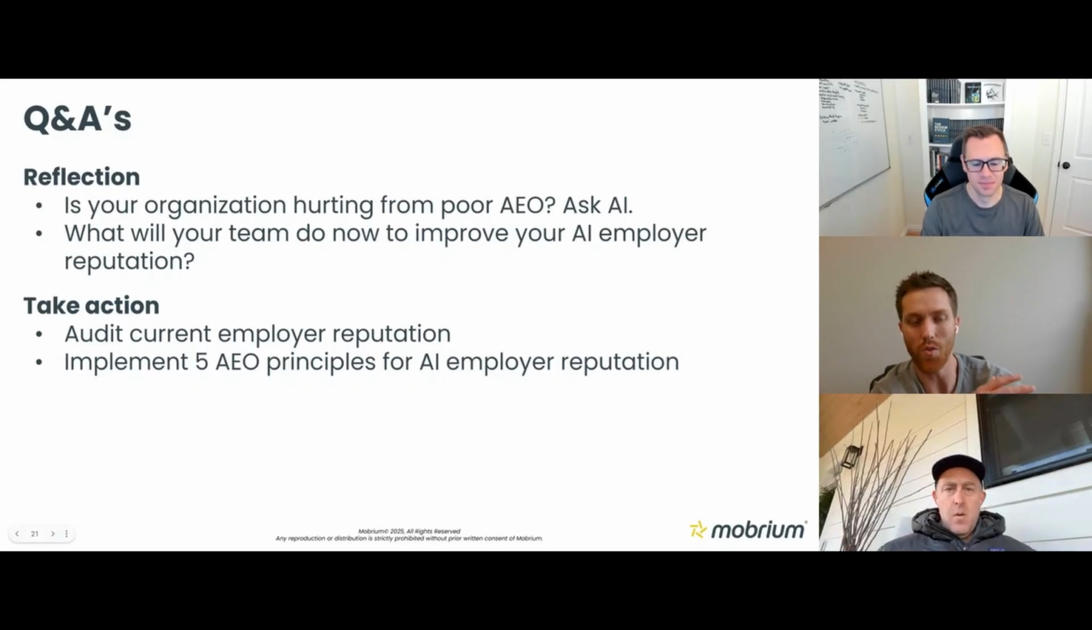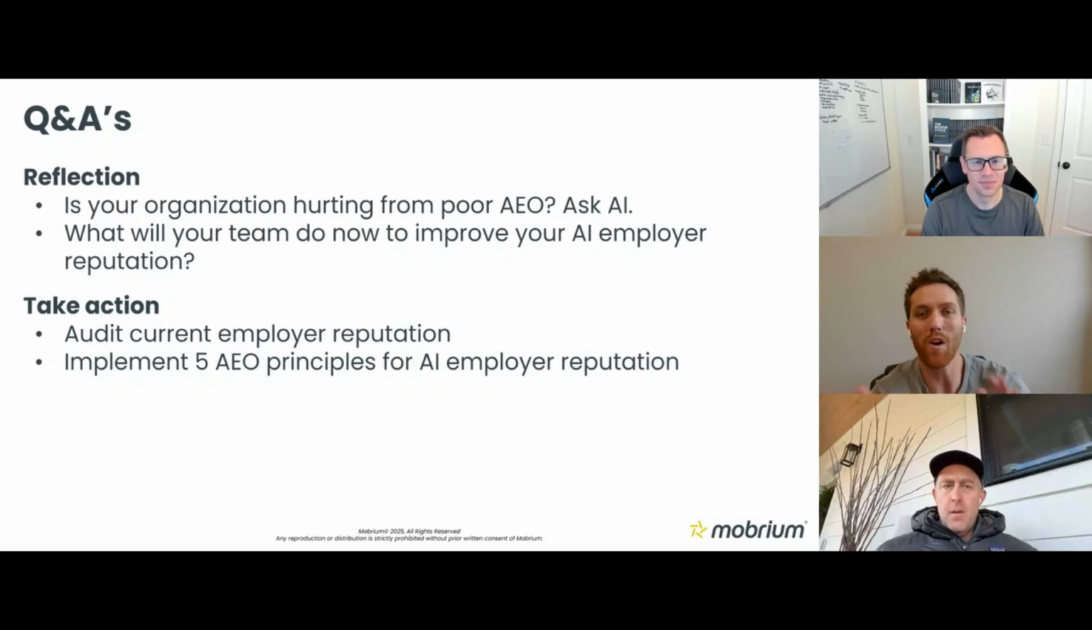And again, while people are thinking of a question, I do have one. We have people on here who are not partnered with Mobrium, Matt, obviously, and we have people who are. So for people who are not partnered with Mobrium, where should they start? Because there's a lot to do here. What is the most important thing, or where should they start to make sure that this is something they can strategize for in 2026?